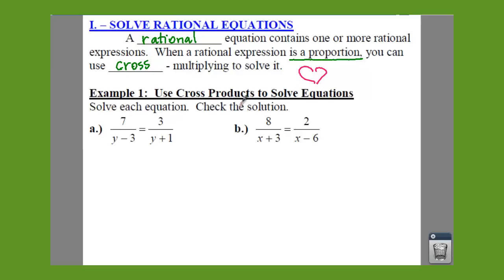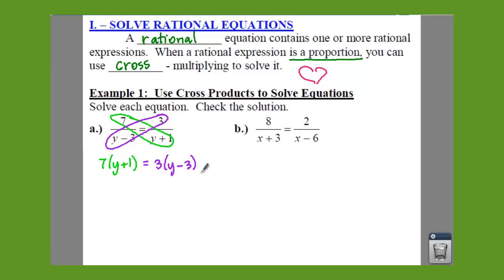So let's look at example 1. Here we need to solve the equation and check our solution. So we are going to use cross multiplying, and if we take the top left, which is 7, times the bottom right, which is y plus 1, we're going to write that out. Don't forget your parentheses around your y plus 1, it is a binomial. And then we're going to multiply the top right times the bottom left, so we have 3 times y minus 3.